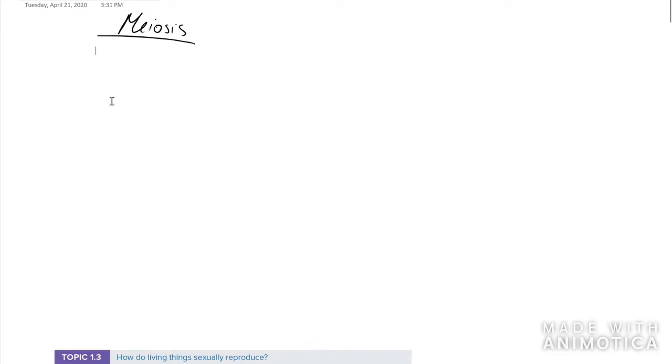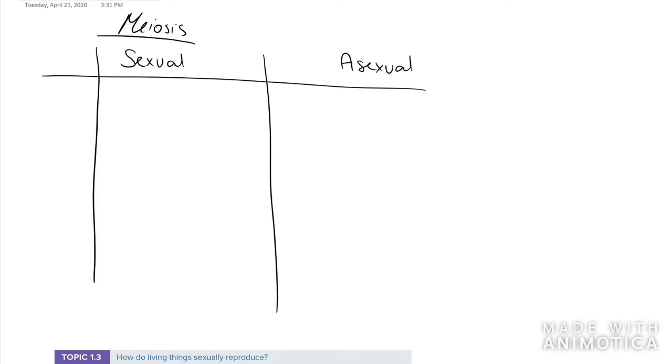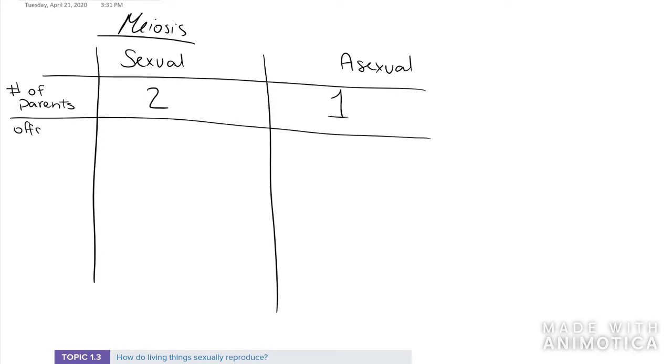So, let's look at sexual reproduction versus asexual reproduction. How about the number of parents? Well, for sexual reproduction, it requires 2 parents, whereas for asexual, it only requires 1. And because of that, the offspring for asexual, remember, are identical. They're little clones.